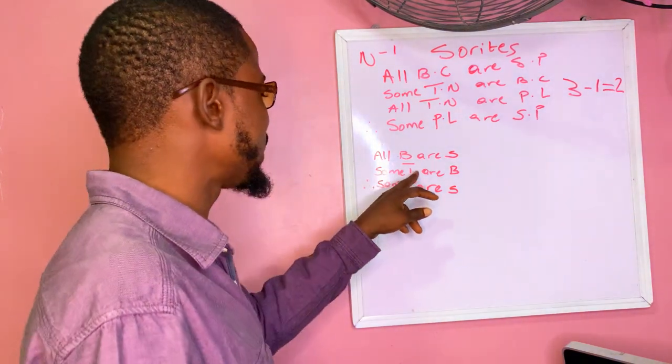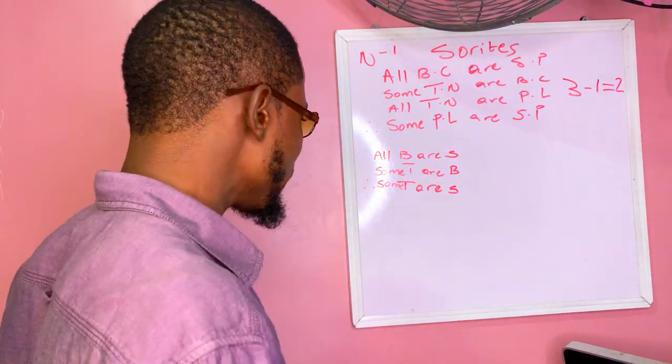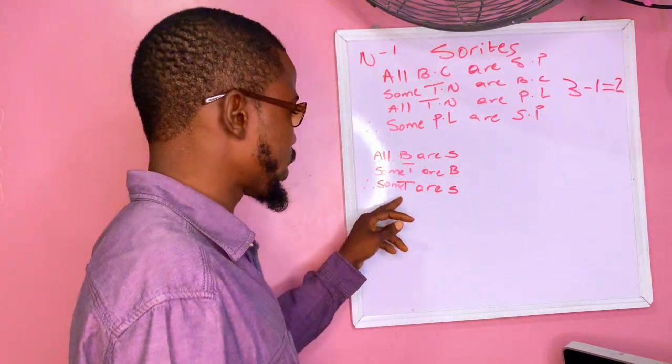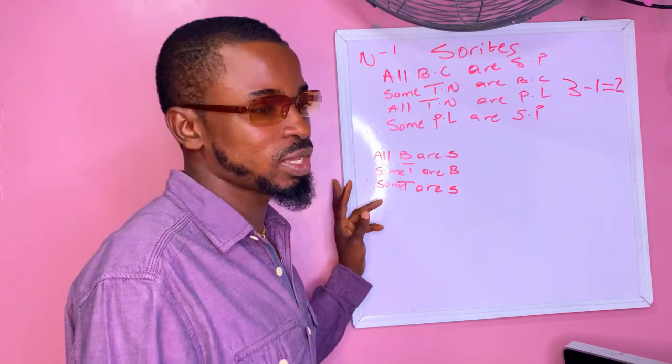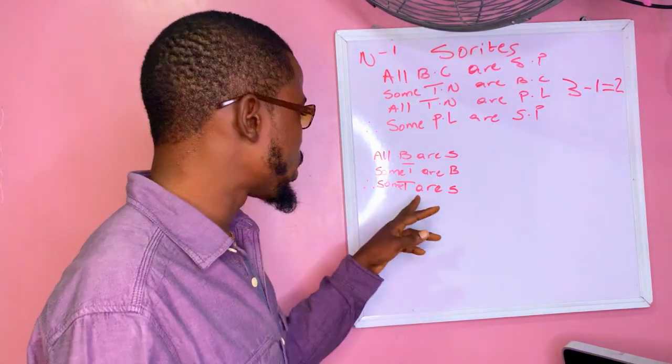Then timid Nigerian is going to be the subject of my conclusion, since it is in the minor premise that is coming second, and the minor term will be the subject of the conclusion.